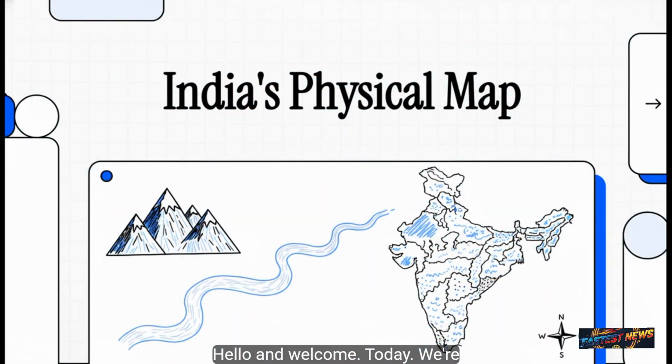Hello and welcome. Today, we're going on a journey through the physical map of India, which is honestly a country that holds some of the planet's most dramatic and diverse landscapes, all within its borders. So let's dive right in.